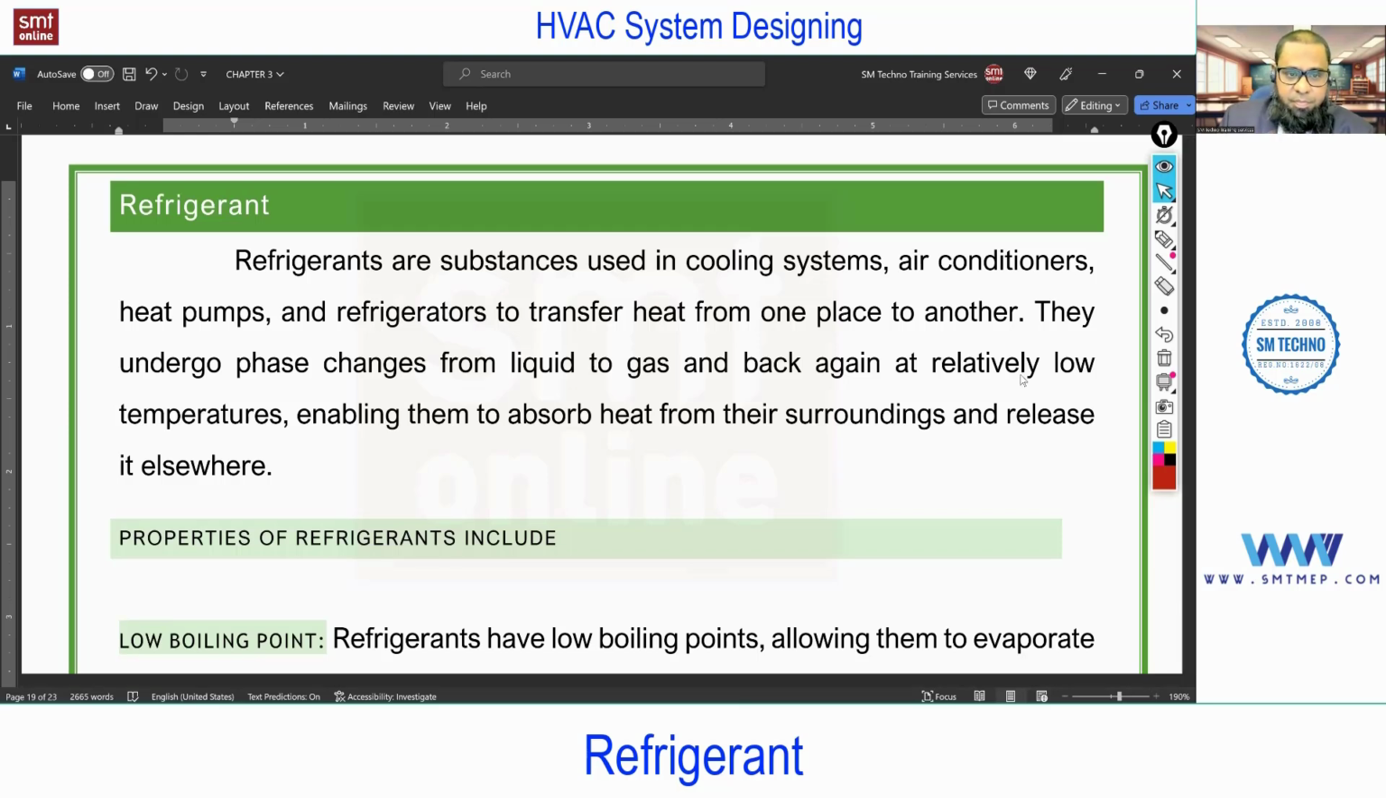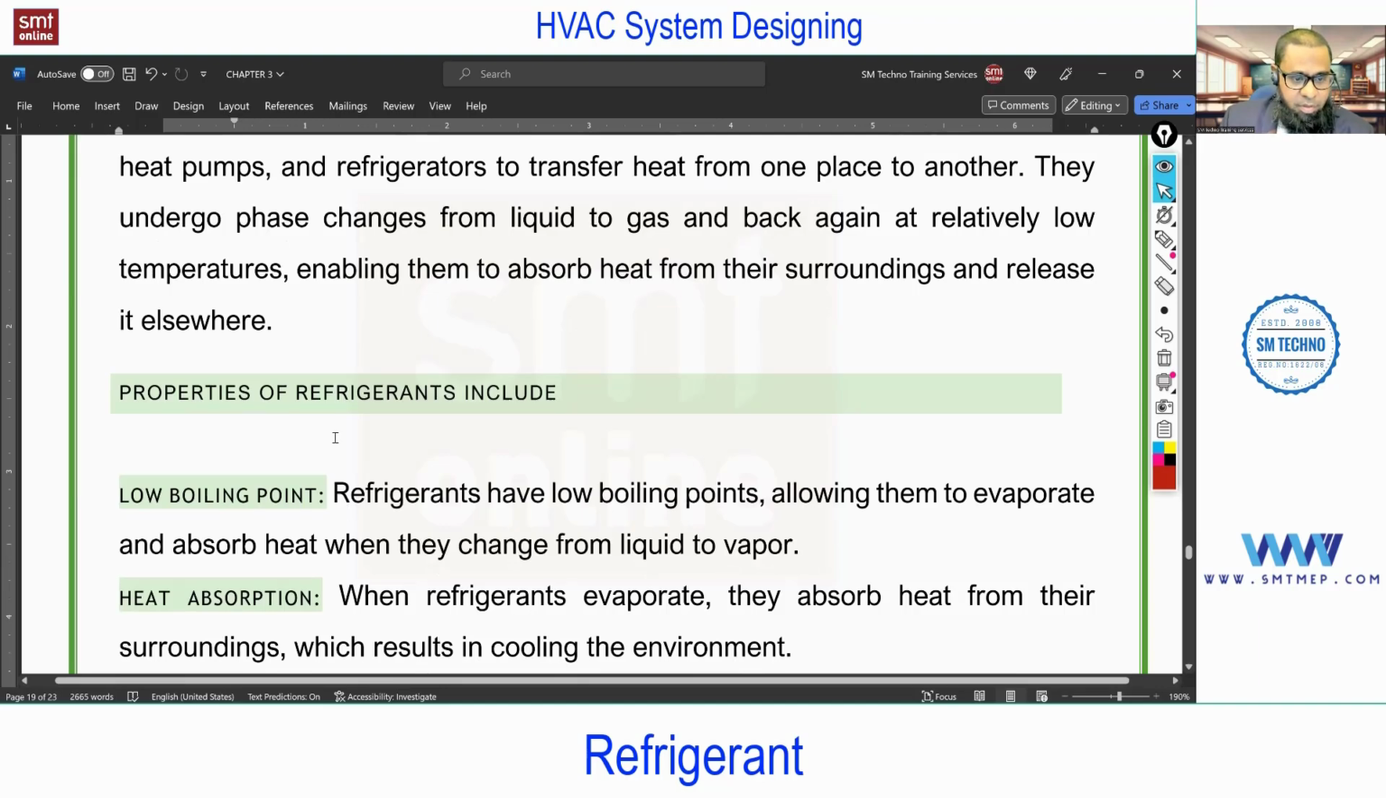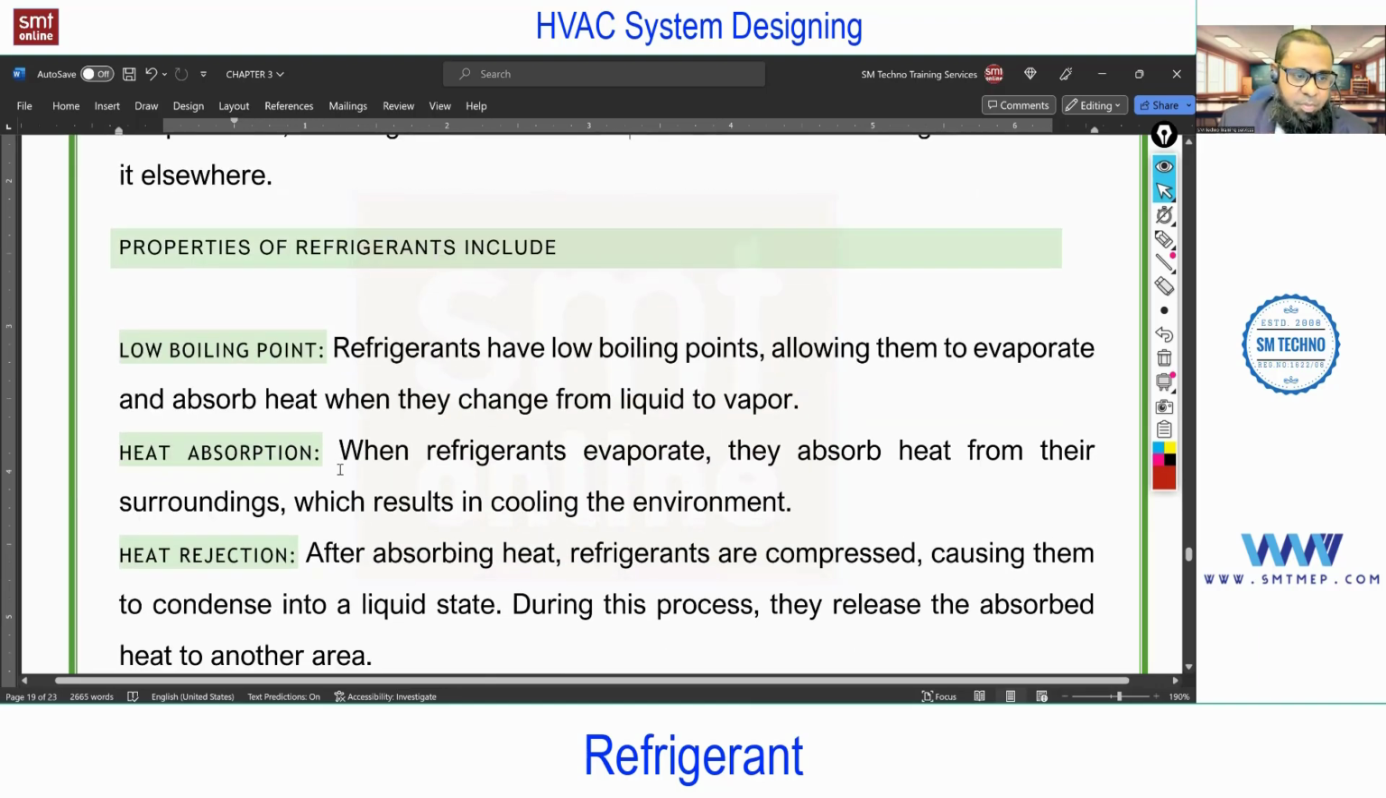And refrigerator. See, refrigerants are used in air conditioners, heat pumps, and refrigerators. Everyone is aware of the refrigerator, which transfers heat from one place to another. And this refrigerant is a special substance. About the refrigerant properties, you can find details in the notes. So you see the desirable properties of refrigerant.